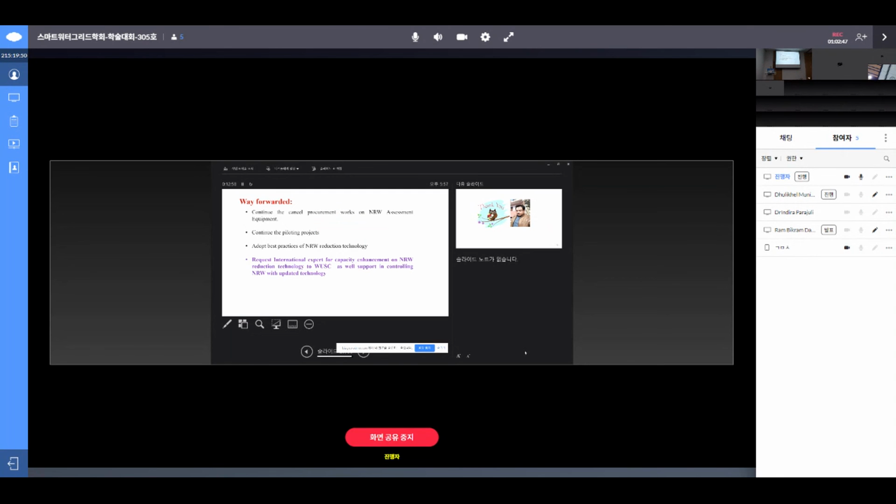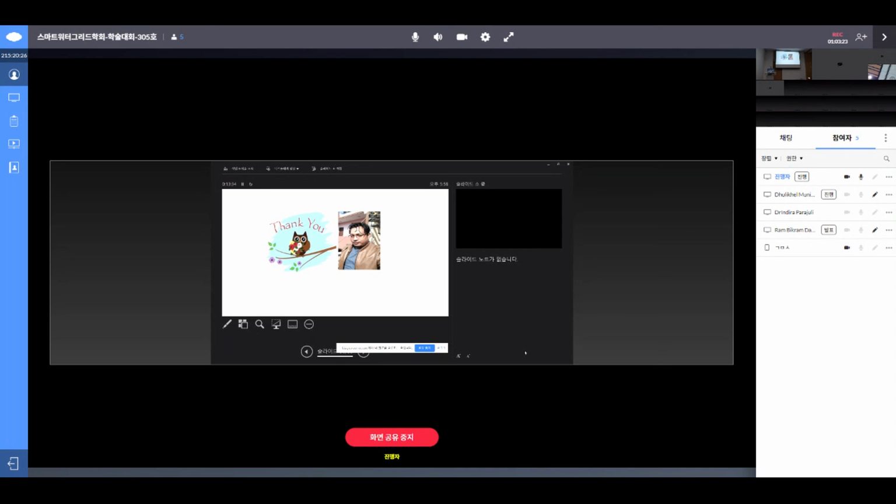So the way forward that I found is that we have to continue the procurement, open end assessment, continue acquiring projects, and other best practices. One of the main things that I have been expecting is that the Nepal government, we have been searching for capacity, so support in controlling NRW and with new technology. I guess some of you may have interest to support our group. Thank you, and this is my presentation. I'm very thankful to all of you.